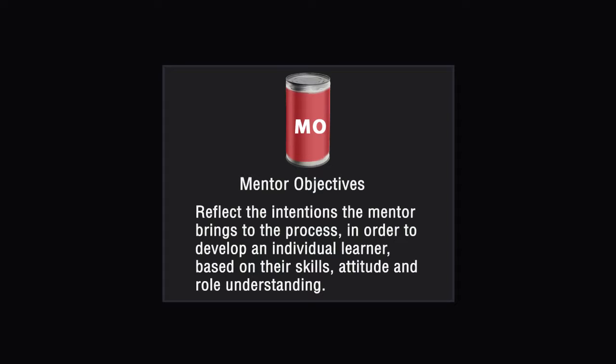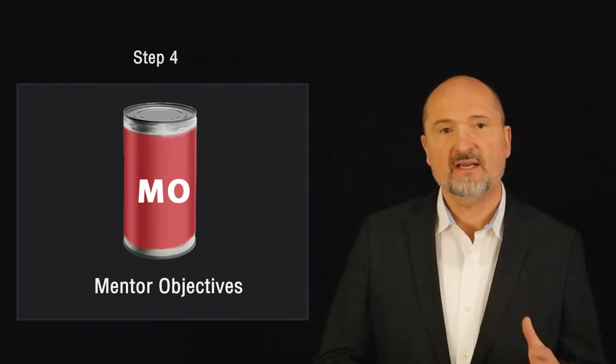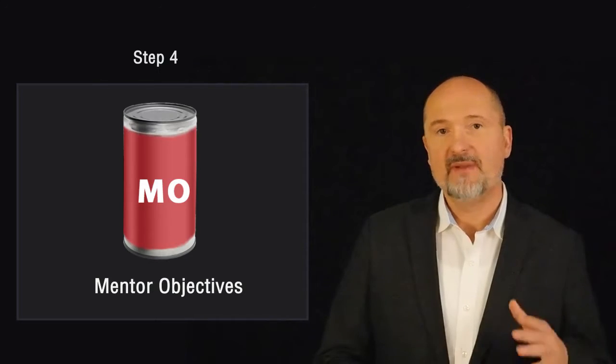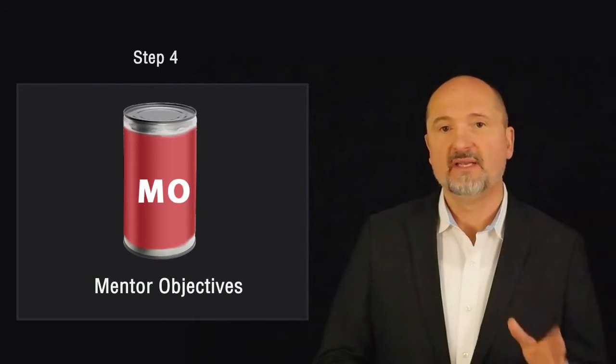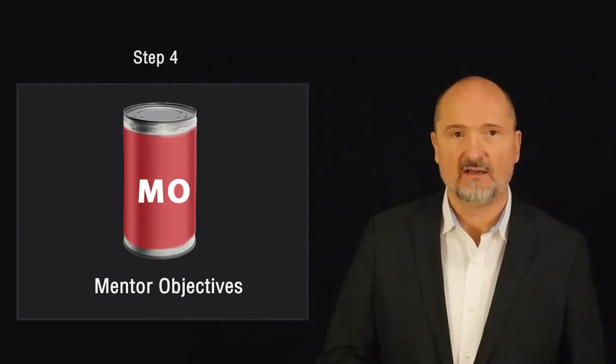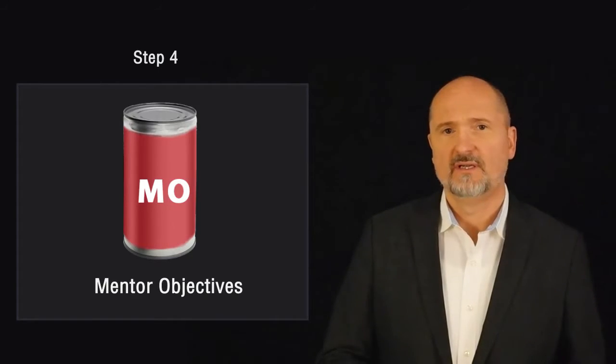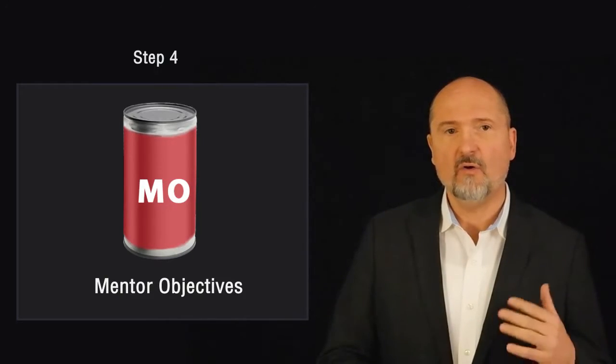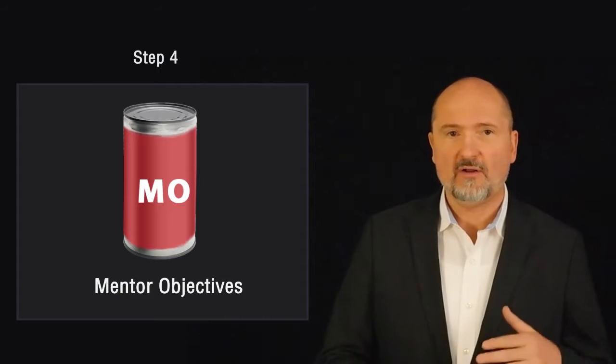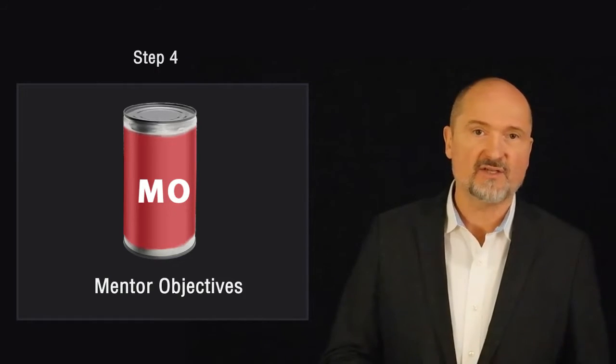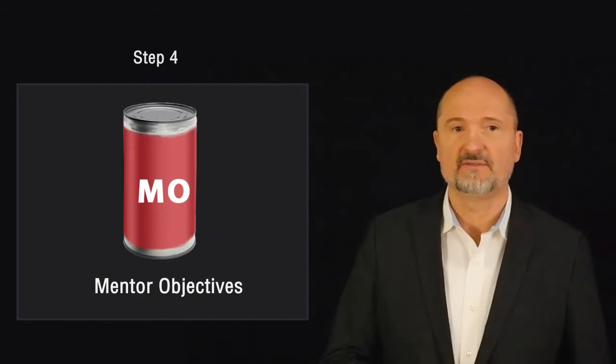They reflect the intentions the mentor brings to the process. In order to develop an individual learner based on their skills, attitude, and role understanding, it is time to explore what the mentor supervisor believes Anna's needs are. Being close to her, the mentor can develop his own objectives. We call this exclusive intention mentor objectives.